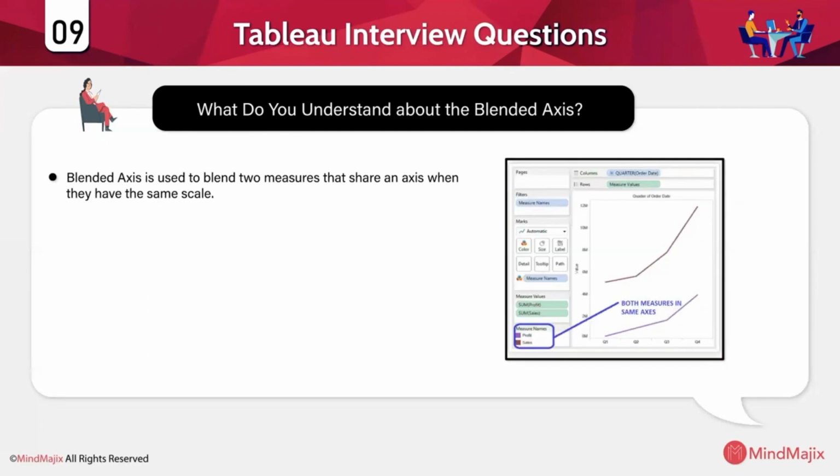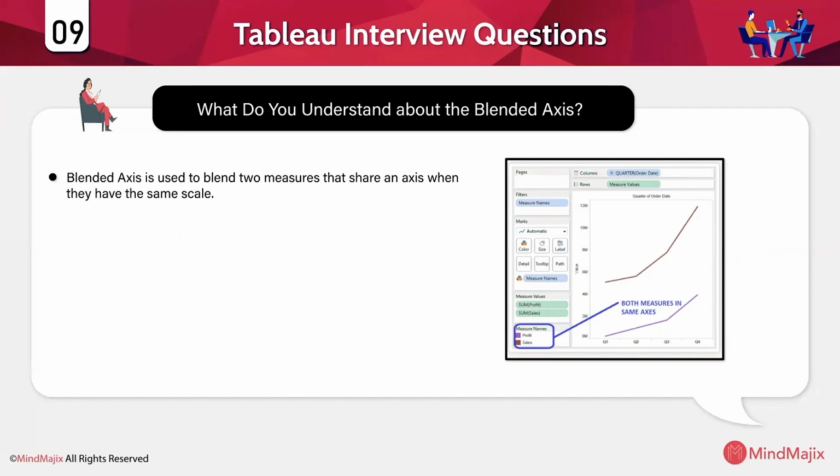Question number 9: what do you understand about the blending axis or blended axis? First of all, you have to clear the idea of what the blended axis is, and also when you can use it. Instead of adding rows and columns to the view, when you blend the measures, there is a single row or single column, and all the values for each measure are shown along the continuous axis. Blending axis is used to blend two measures that share an axis when they have the same scale. So that is the proper understanding of the blending axis.